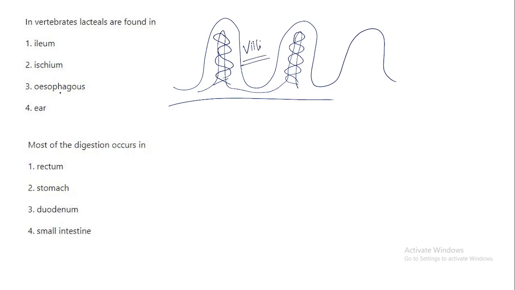Villi are present on what? On the small intestine. What term do you see which is related to the small intestine here? Ileum, because ileum is a part of the small intestine, the last part. You remember duodenum, jejunum and ileum. Ileum and ischium are also terms used in the structure of the human skeletal system. Esophagus has got nothing to do with lacteals, and ear is totally out of options. The right option is ileum. Next question.